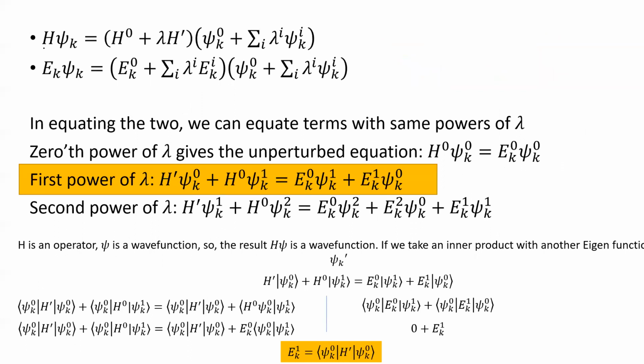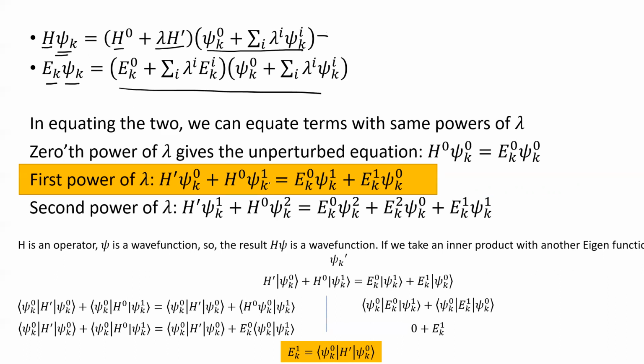For the perturbed Hamiltonian H, the new wave vector psi k. If we act the Hamiltonian on psi k, we get these terms. So H naught is the unperturbed Hamiltonian plus lambda H prime, and the wave vector we have expressed by this summation. Similarly, on the right hand side, you have the energy Ek and psi k, once again with these two terms. And remember, all of these things are polynomials. If you have two polynomials which are the same, then the coefficients of the corresponding powers should also be the same.